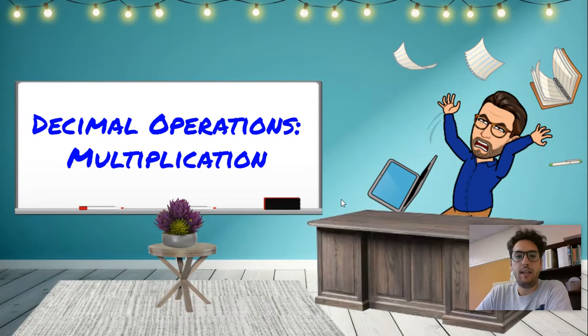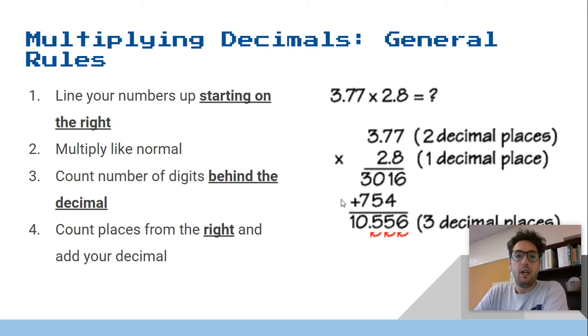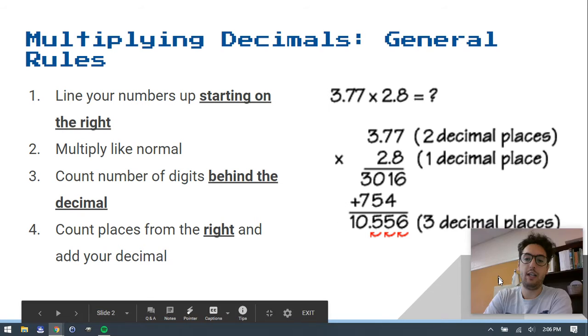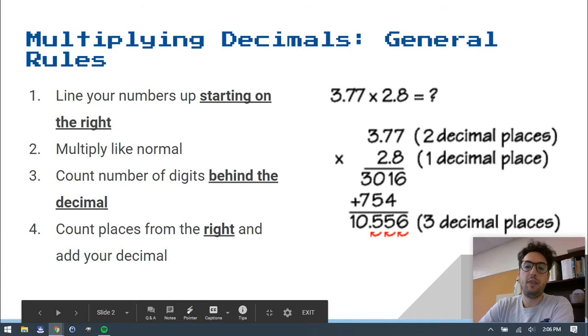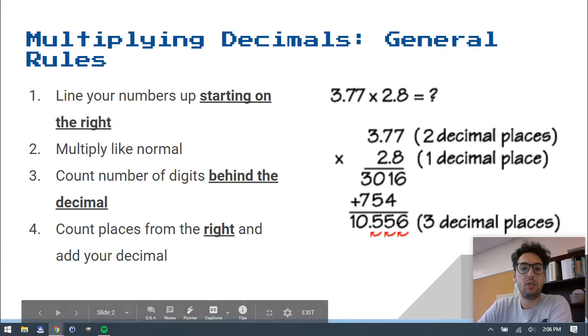So today we're going to look at decimal operations with multiplication. Again, an operation when we're talking about math is addition, subtraction, multiplication, or division. So today we're going to be doing multiplication, but we're going to be doing that with decimal numbers. So here's sort of the basic outline in terms of working with decimal numbers in multiplication.